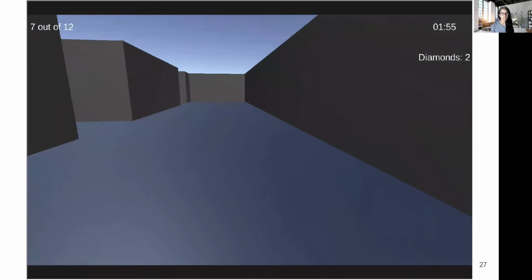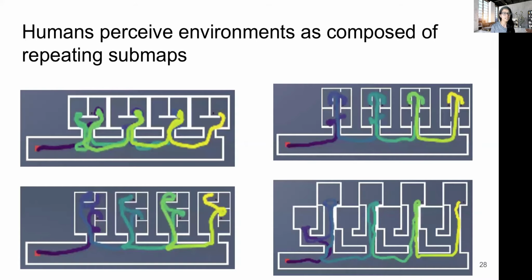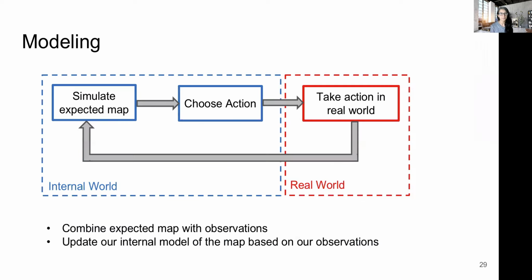So let me show you the results. What we find in this study is that humans perceive environments as composed of repeating submaps. Since the environments were composed of repeating structures, the participants first explore all the rooms when they encounter the spatial structure for the first time. And after 1 or 2 times, they learn the submap, and they learn the fact that the submap is just repeating across the spatial structure. And so they only go to the rooms selectively where they expect to find rewards.